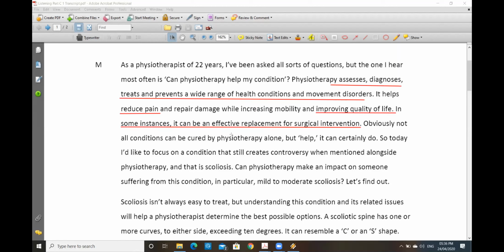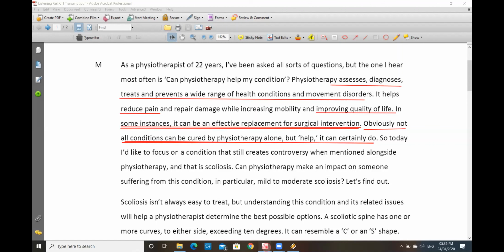So he was not just saying that every time it can be an effective replacement for surgical intervention, only in some instances, but obviously not all conditions, he made it clear, can be cured by physiotherapy alone. Help it can certainly do. So he himself accepted the fact that it is just a complementary therapy and not all conditions can be cured just by physiotherapy. So A is not the correct answer here.